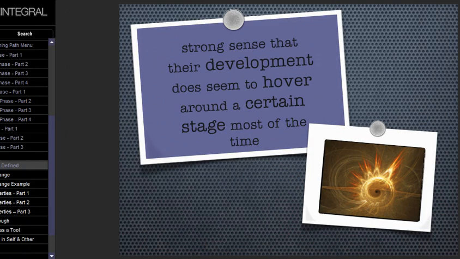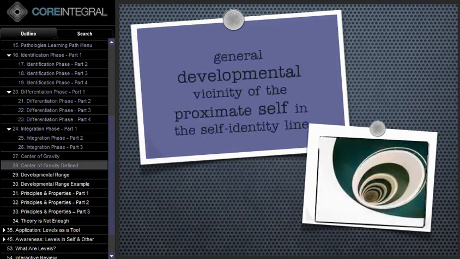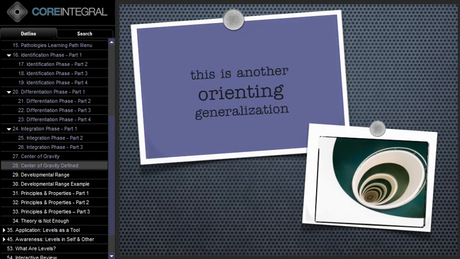More precisely, center of gravity refers to the general developmental vicinity of the proximate self in the self-identity line. As such, it is the stage of development around which most other major lines revolve, meaning cognitive development is typically 1/2 to 1 stage higher, and values and moral are about the same, or within a stage or two at most below. Remember, this is another orienting generalization, so it won't appear exactly the same way in every person, but it seems accurate enough in most instances. And it allows us to put a name to the general sense we get about an individual's development.